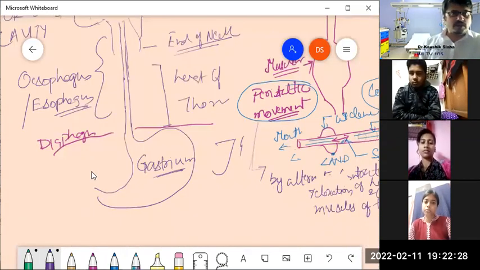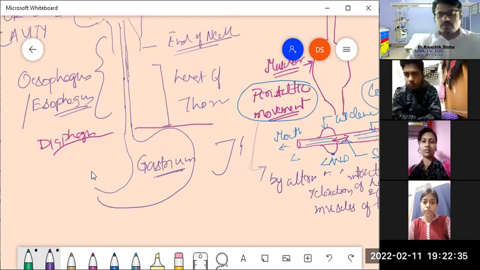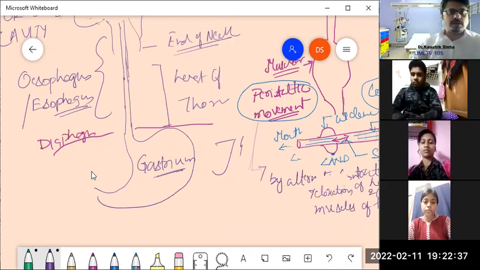What is esophagus? Okay, and there are many more minute details though, but as you already know, we do not have the provision to cover all the minute details given the amount of time that is still left. Anyway, so this is the gastrium.